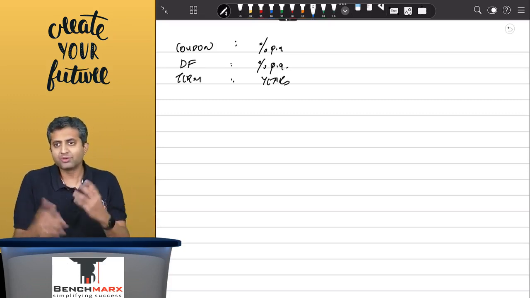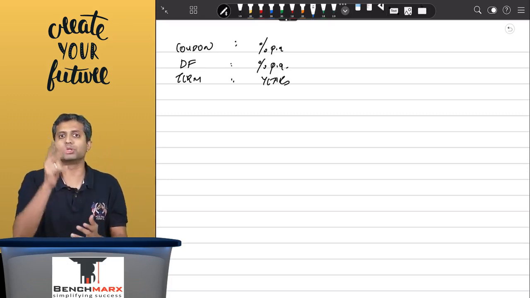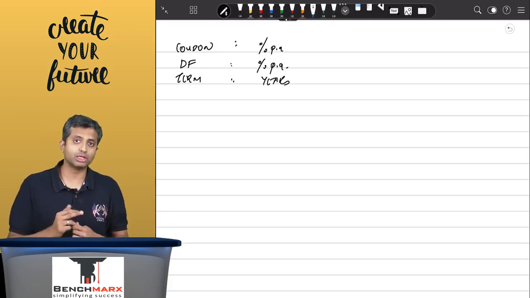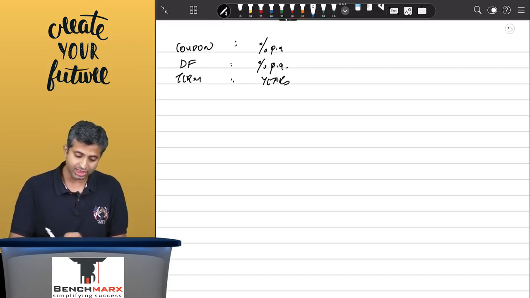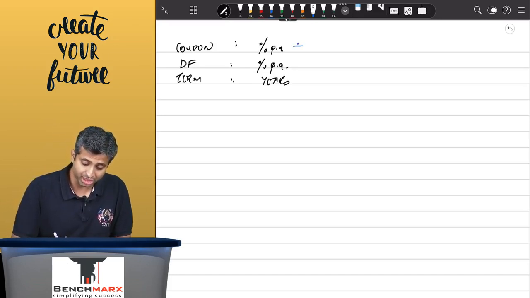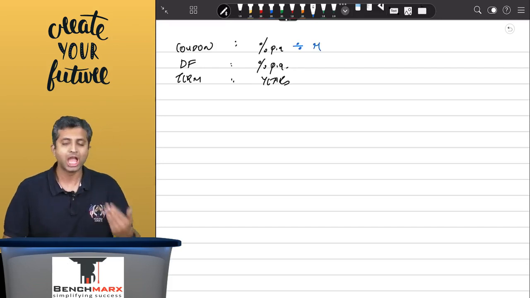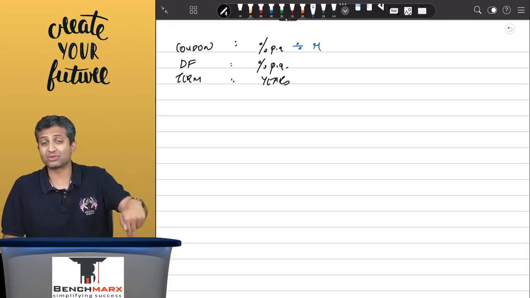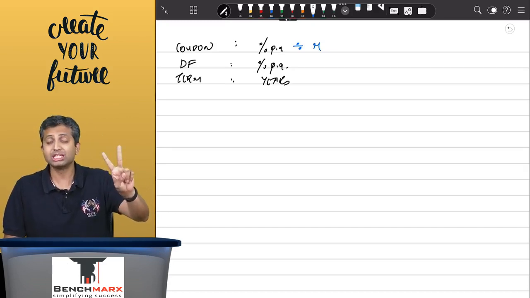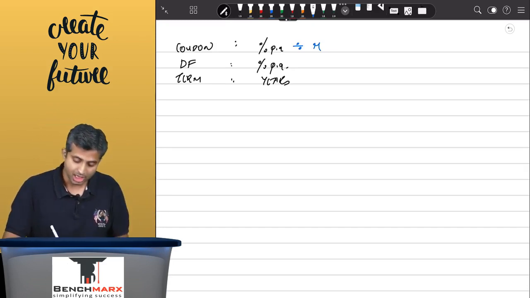So when you look at half yearly, the frequency of these cash flows will be 2 times in a year. If you look at quarterly, the frequency of these cash flows will be 4 times in a year. If you look at monthly, the frequency of these cash flows will be 12 times in a year. In which case, I would say that the coupon over here will be divided by something called as M. M is the number of times in a year the cash flows are going to happen. In case of semi-annually, this will come 2 times. In case of quarterly, this will come 4 times.